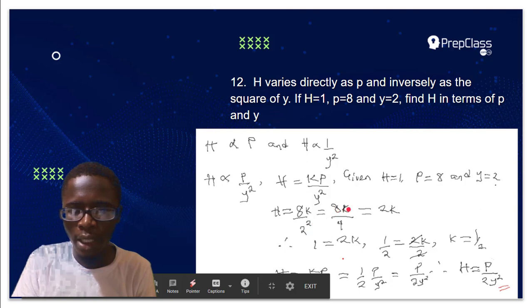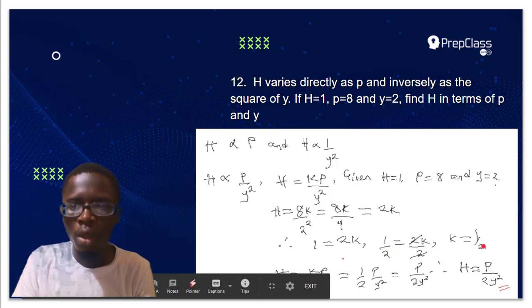So this gives us 8k is equal to 4. And this 8 all over 4 is going to give us 2. So we have 2k. Don't forget the value of h is given as 1 here, so our h is 1. So we have 1 is equal to 2k. We're looking for the value of k. Therefore, we divide both sides by 2. So 2 cancels 2, and our value of k is going to be half.